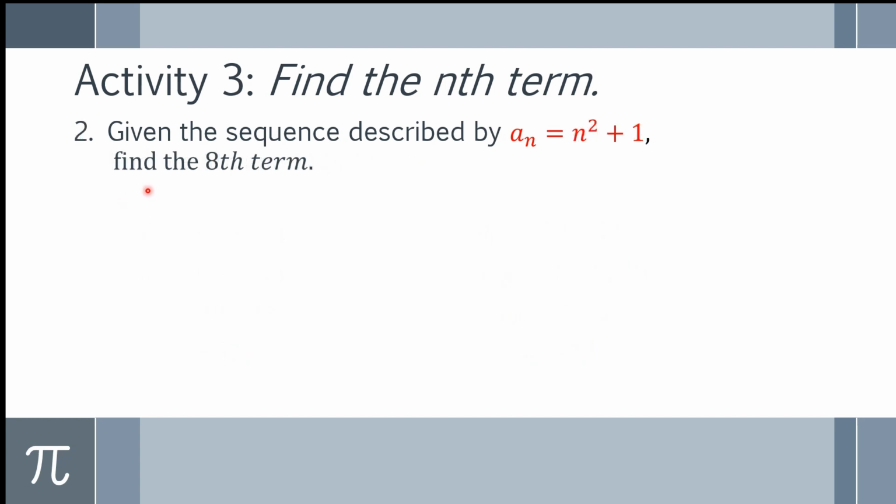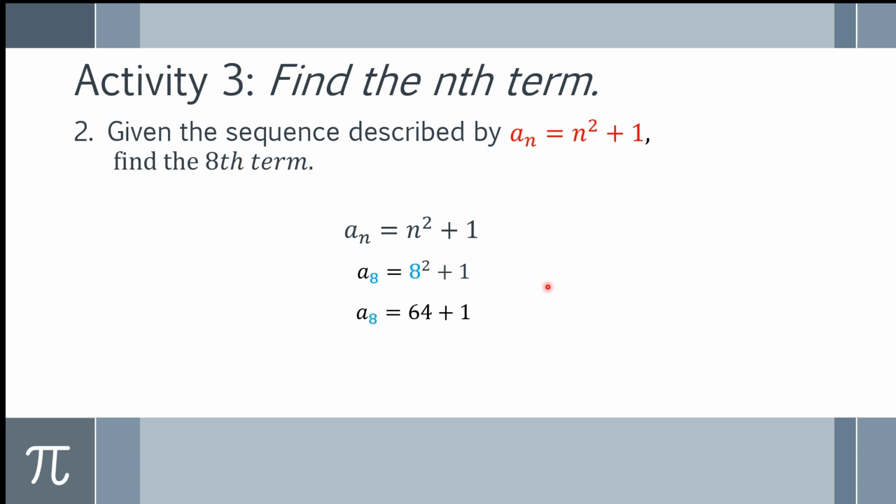Now for number 2, given the sequence described by a sub n equals n squared plus 1, find the 8th term. So only one term is being asked. So to get the answer, we will use the given rule. So we have a sub n equals n squared plus 1. We are finding the value of the 8th term. So we need to substitute n by 8. So we have a sub 8 equals 8 squared plus 1.